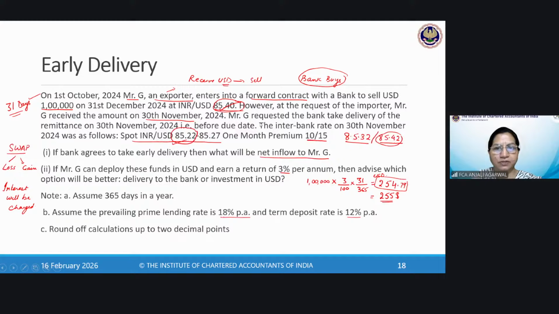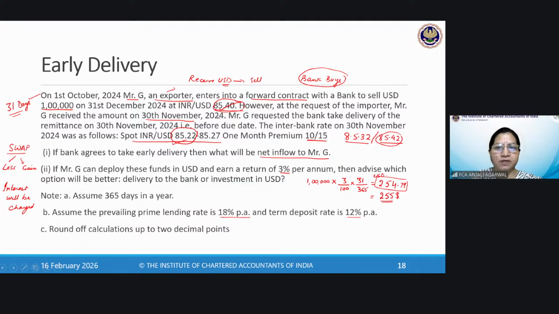Early delivery, I'm sure it is clear that you can make the investment and ask the bank to take the early delivery. If the bank takes early delivery, there can be a swap loss to the bank, because whatever you gave, the bank will have to sell at 85.22 and cover itself in the forward market at 85.42. So the bank sells at 85.22 and buys at 85.42. This is the swap loss.